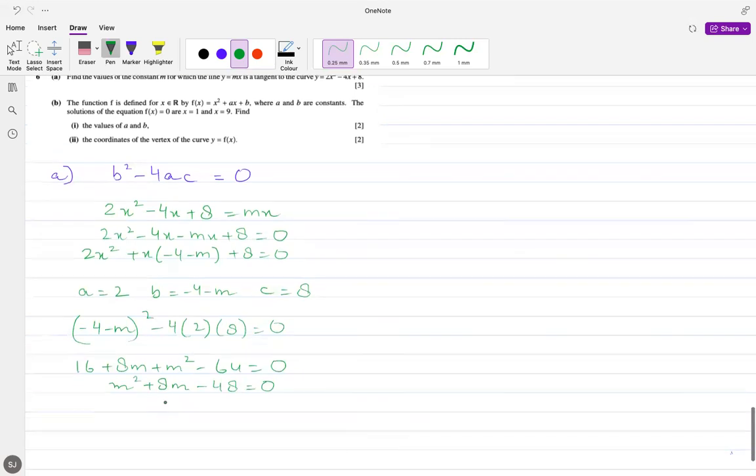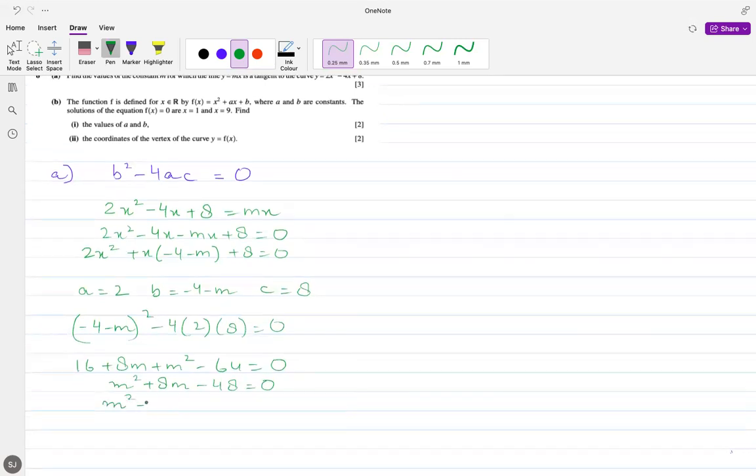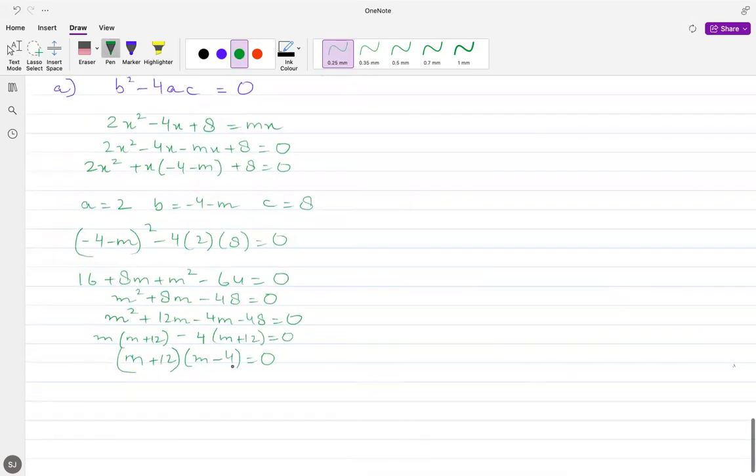Simplifying this equation, we'll get m squared plus 8m, and 16 minus 64 will be negative 48, equals 0. We'll use our calculators to factorize this, or we can use middle term breaking. So this will become m squared plus 12m minus 4m minus 48 equals 0. Taking m common, we'll get m plus 12, and taking 4 common from here, we'll get m plus 12. So m plus 12 into m minus 4 equals 0. So m plus 12 equals 0, which means one of the values of m will be negative 12, and m minus 4 equals 0 means the other value of m will be positive 4.